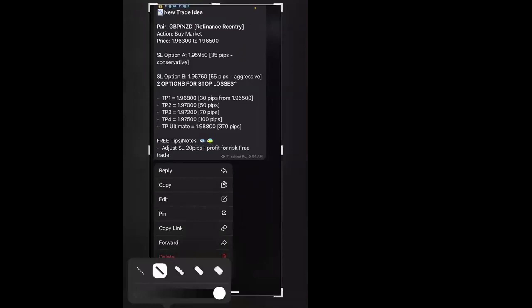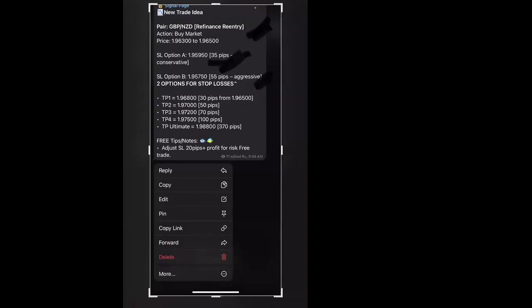it's going to tell you when to buy, right? It's telling you the stop loss, 35 pips. And sometimes it's going to give you two different stop losses, right? This one says it's a conservative stop loss, 35 pips, and this one says aggressive, and it says 55 pips. So you can determine how much you want to risk during this trade, right?